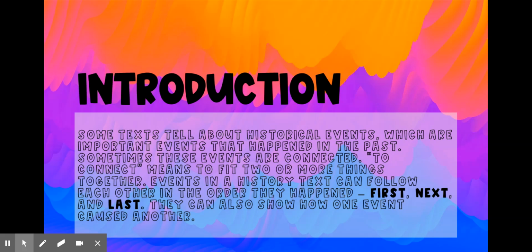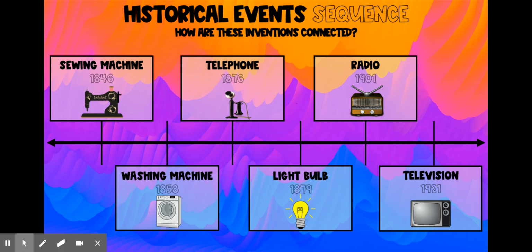Sometimes these events are connected. To connect means to fit two or more things together. Events in a history text can follow each other in the order they happened: first, next, and last. They can also show how one event caused another.